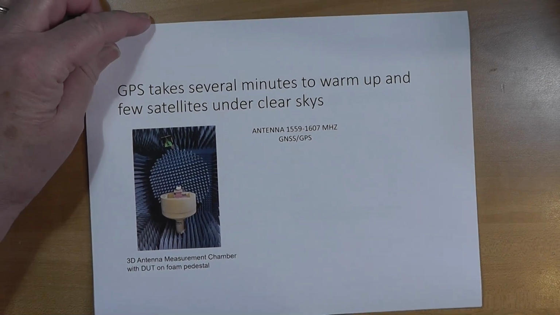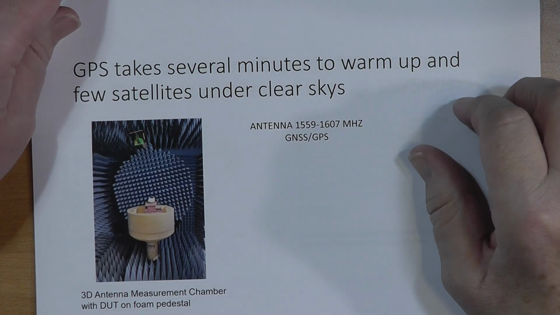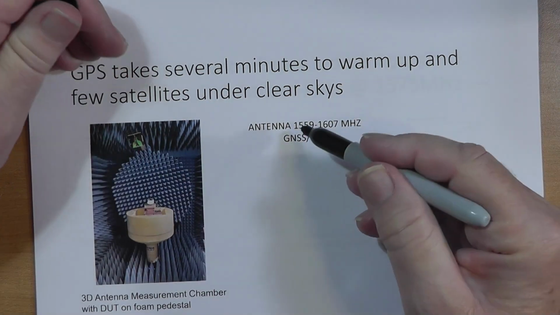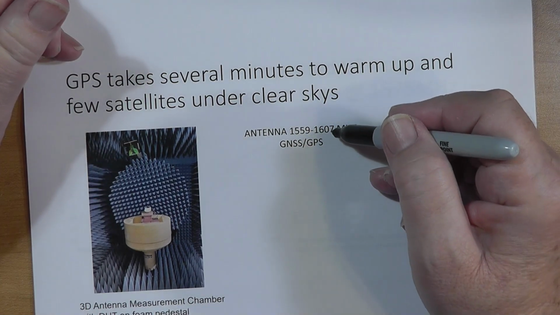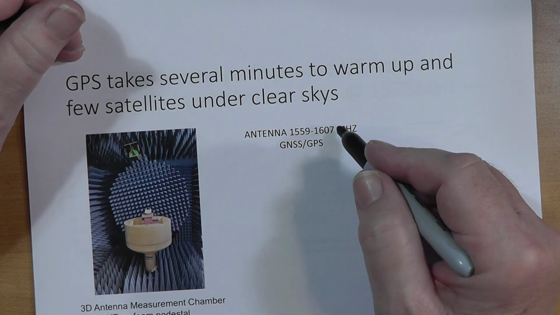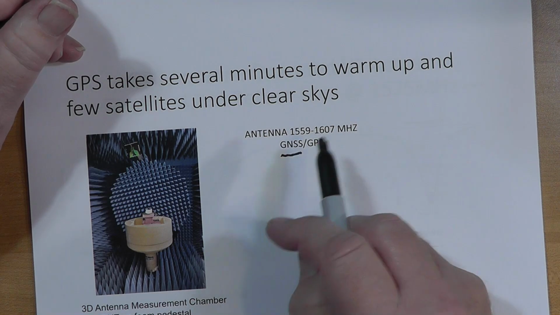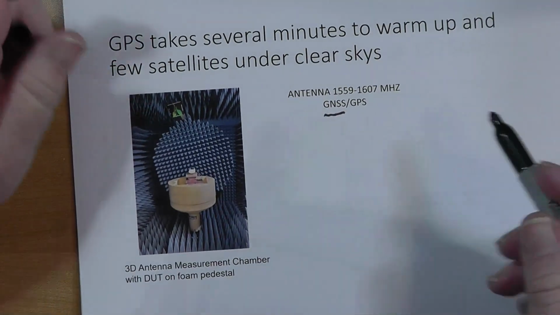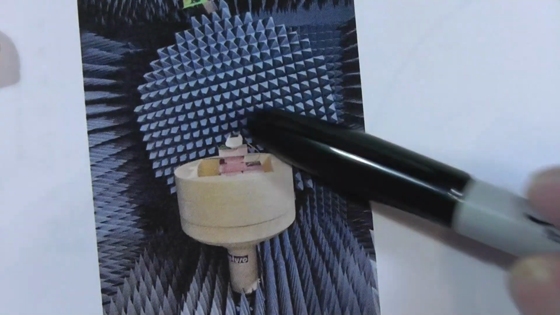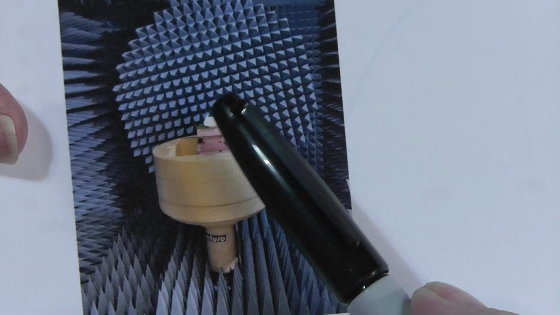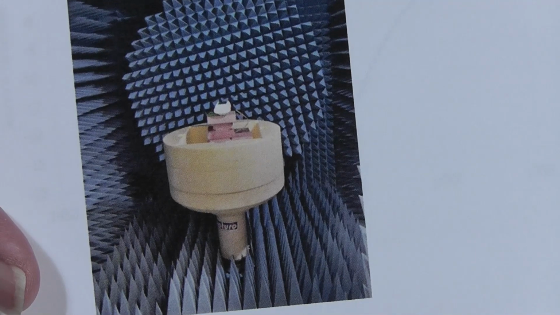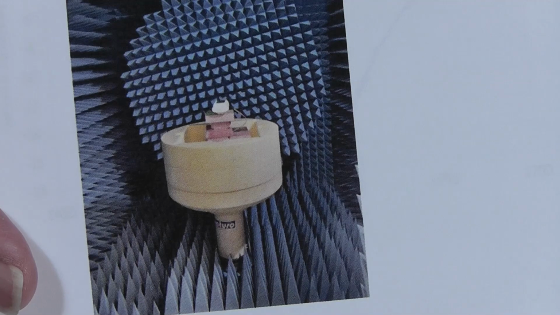GPS usually takes several minutes to warm up and see the satellites under clear skies. The antenna covers 1.559 gigahertz to 1.607 gigahertz. That's the global navigation satellite system, or GPS, the global positioning system. And this is what it actually looks like in the test chamber. All of this is RF absorbent material. There's the little circuit board, and here's a GPS antenna right here. So this is a 3D antenna measurement chamber with the device under test on the foam pedestal.